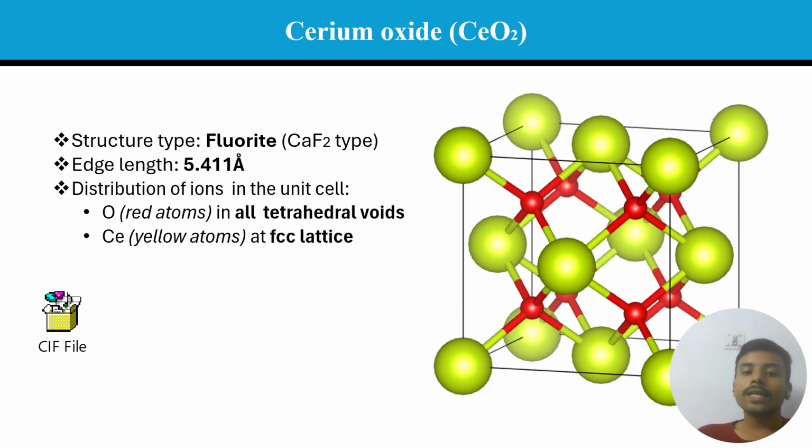Cerium oxide, CeO2, exhibits a fluorite structure wherein the cation is bigger in this case. The unit cell dimension is 5.411 angstrom units. And how the atoms are distributed is that the cerium here forms FCC lattice, and all the tetrahedral voids are occupied by oxygen.